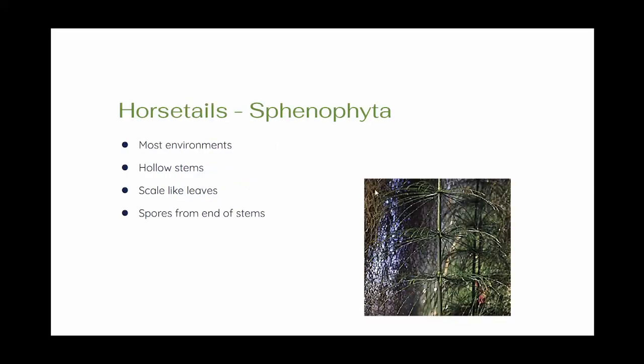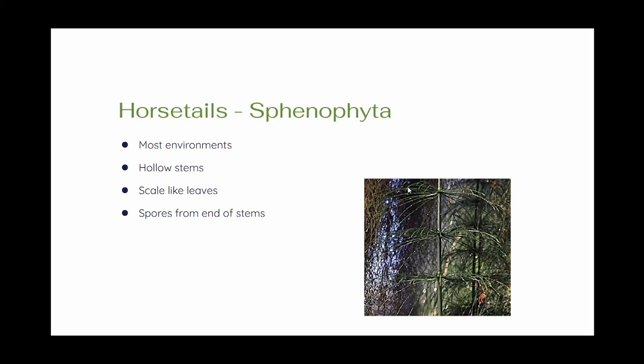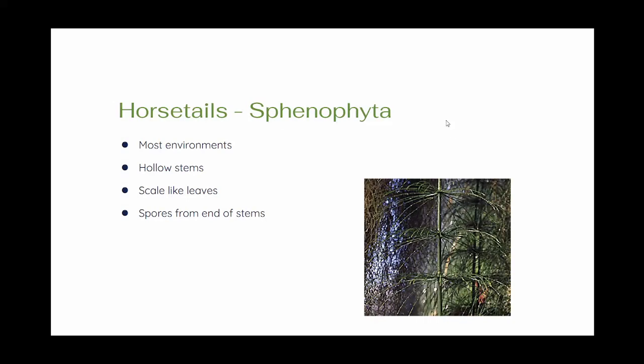Now, let me tell you this: you don't need to know all of these. You just need to know at least one per group, I guess. Horsetails. Horsetails are found in diverse environments. They're literally almost everywhere, and are easily recognized because they have hollow stems and scaled leaves. Their spores are released from the structure at the stem tips on top.